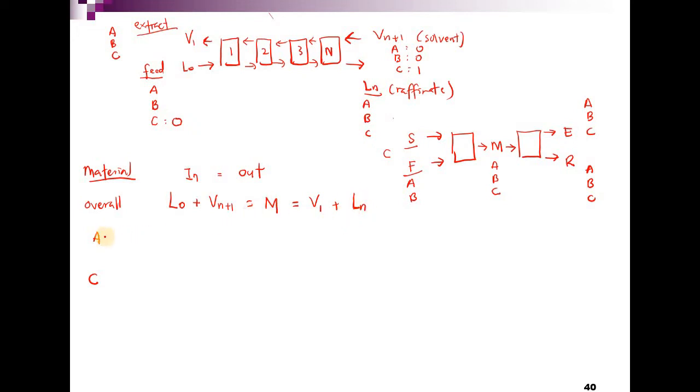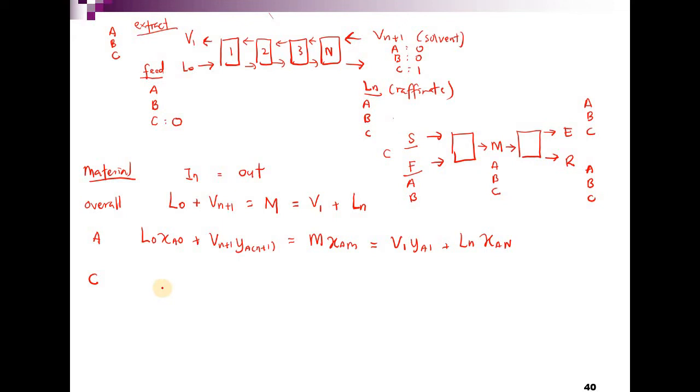Okay, so if we want the material balance in terms of component A, we multiply the stream or the flow rate with the composition. So let's say L naught, we times with the XA naught, plus Vn plus 1 we times with YAn plus 1, equal to M with the component XAm, plus V1 with the YA1 and Ln with the XAn.